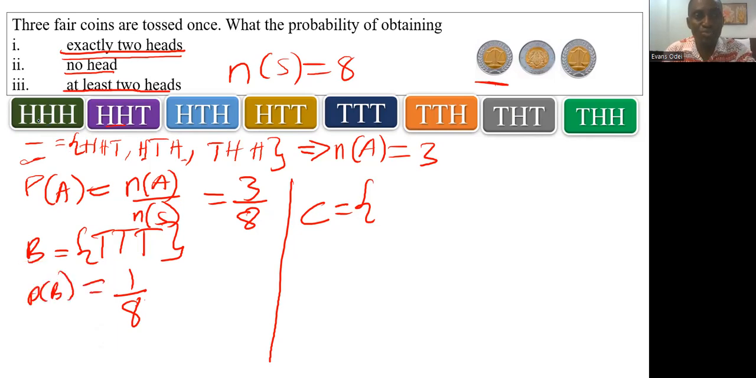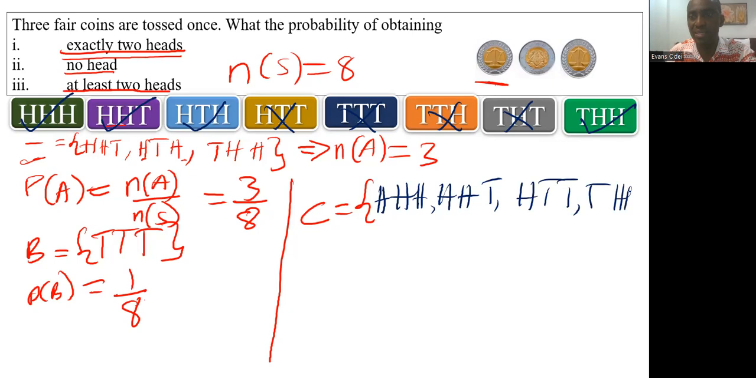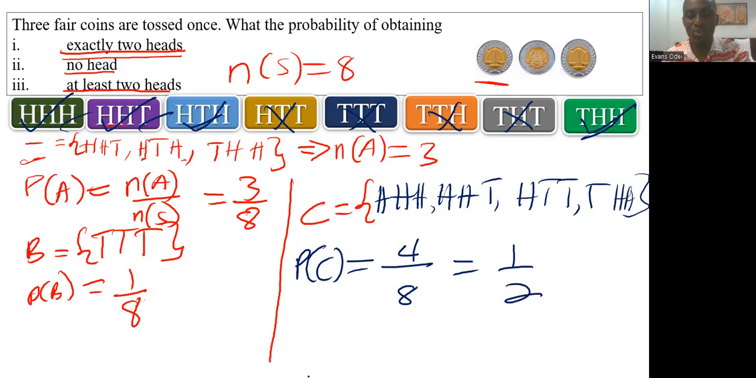So at least 2 heads means this will qualify because it has 2 or more. This will qualify. This is not, because this one is 1. Here, no, because we don't have it at all. Here is out, here is out, and here is in. So what do we have? We have head, head, head, comma, head, tail, head, comma, head, head, tail, comma, and then tail, head, head. So these are the possible ones, and they are 1, 2, 3, 4. And so we can see the probability of getting C would be 4 over the total sample space of 8, and the answer gives us half. And so the answer for that question is half.